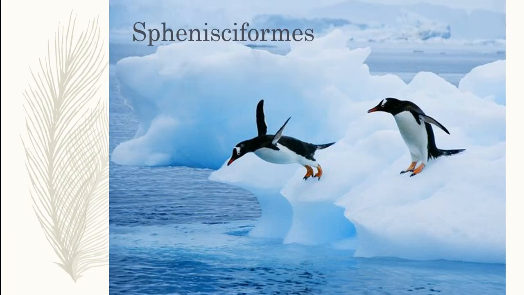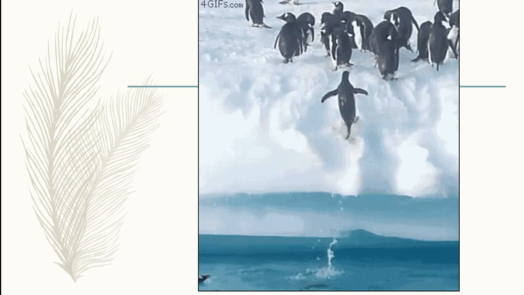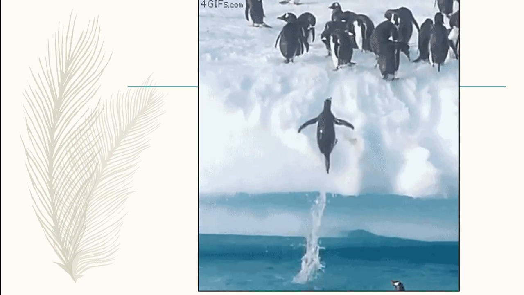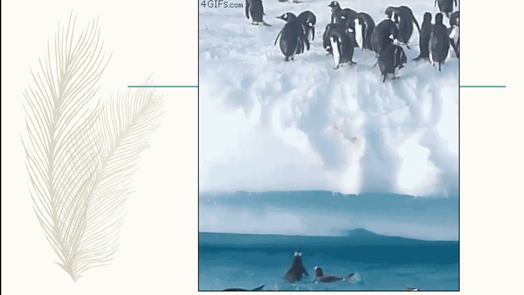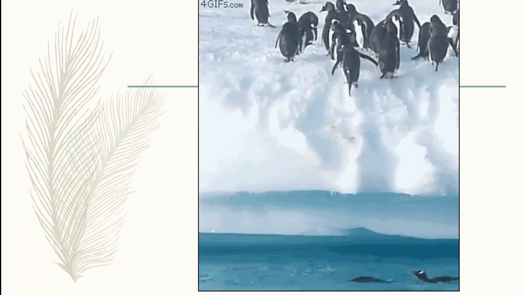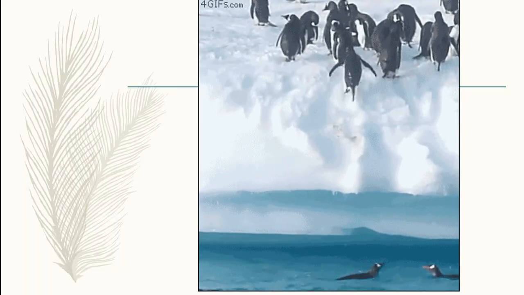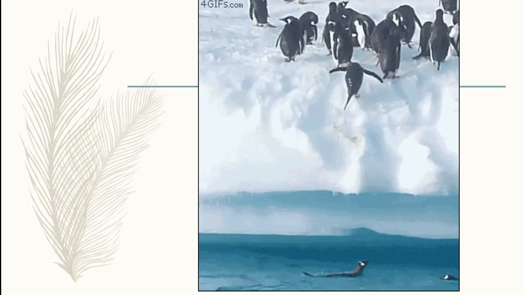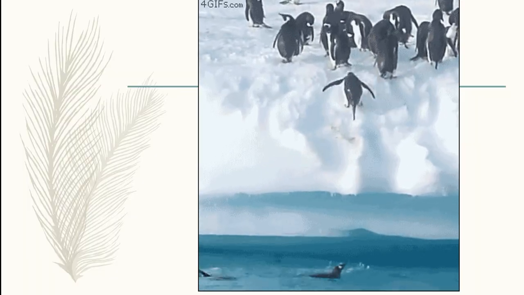Okay, Sphenisciformes. We can see our penguin right here, right? It's in this group. What else is in this group? That's all I have in there. Sphenisciformes is how you pronounce it. And here's what I wanted to show you earlier. This is not running backwards, I promise y'all. They do that. They pop out of the water like that. Isn't that crazy? It's not really flying.